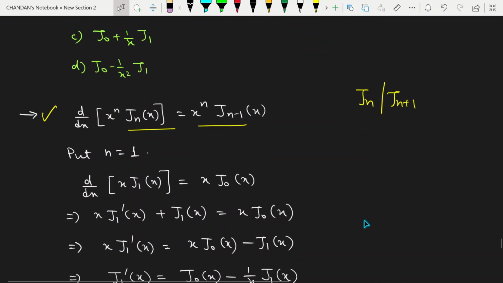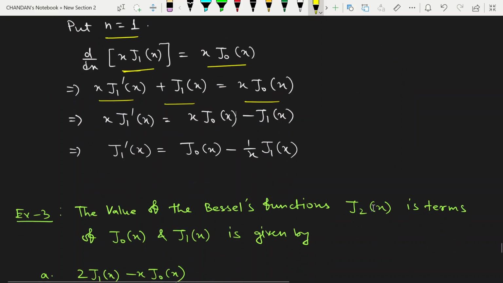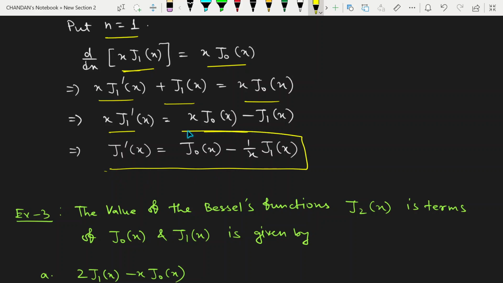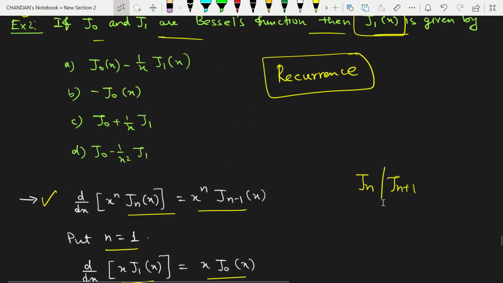If we put n equal to 1, then this gives d/dx of x J_1(x) is equal to x J_0(x), and if we simply differentiate this function, then x J_1'(x) plus J_1(x) is equal to x into J_0(x). So this gives x J_1'(x) equal to this one and this one. So J_1'(x) equal to J_0(x) minus (1/x) into J_1(x). That is, option A is the correct answer.